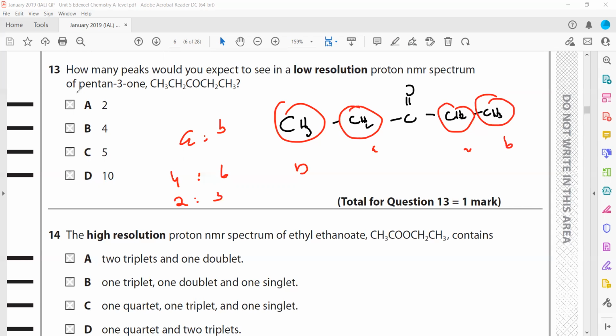But how many peaks are there? They have only 2 peaks. One is due to the identical CH2, and the other one is due to CH3.